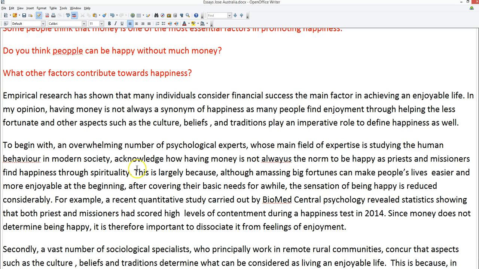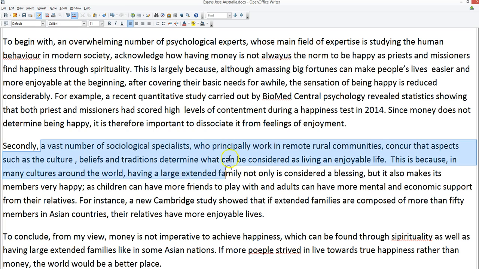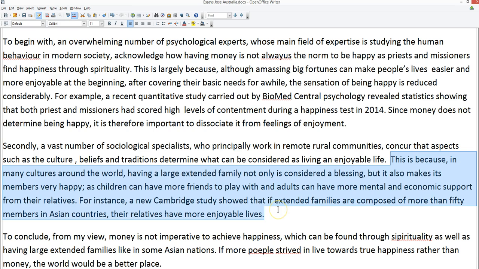A simple sentence. Then, complex sentence. Okay, complex sentence. Excellent. Then, the same thing again. A vast number of specialists. Okay. So, again, so secondly, aspects such as the culture, beliefs and traditions determine what can be considered as living an enjoyable life. That would be fine. We don't need this. And then complex sentence. Okay, complex sentence. Right, excellent. So that's what you basically need.